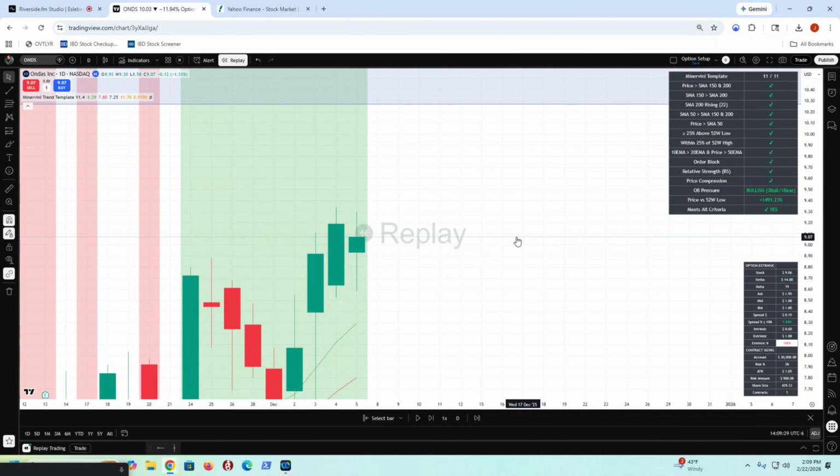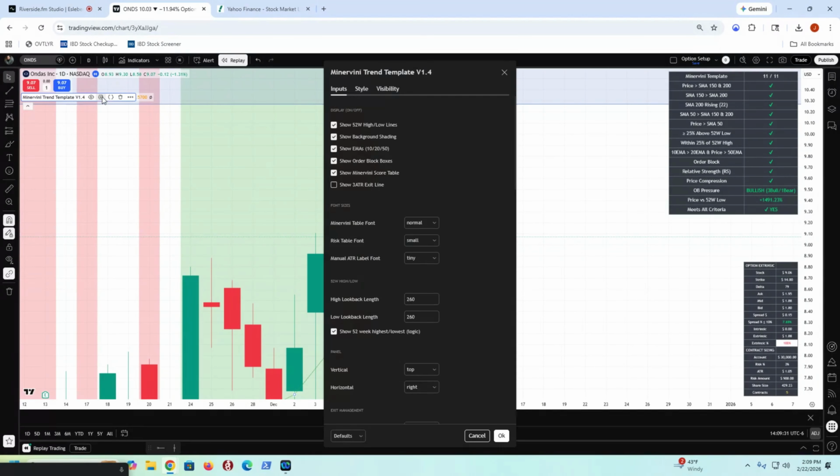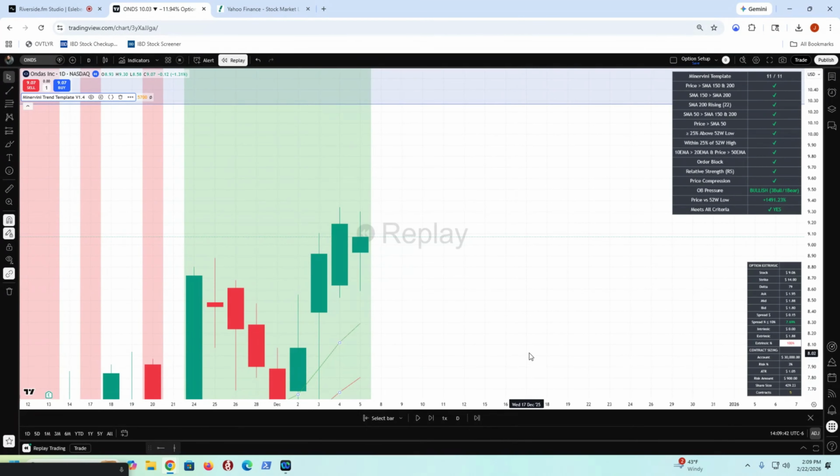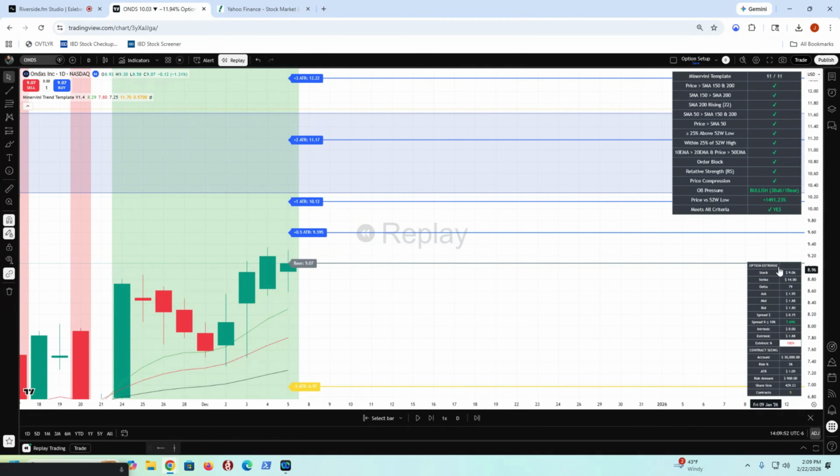Okay, so now what we need to do, what is price? Price is $9.07. The ATR is $1.05. Nice. Once you put it in, you have to enable it. All right, there we go.